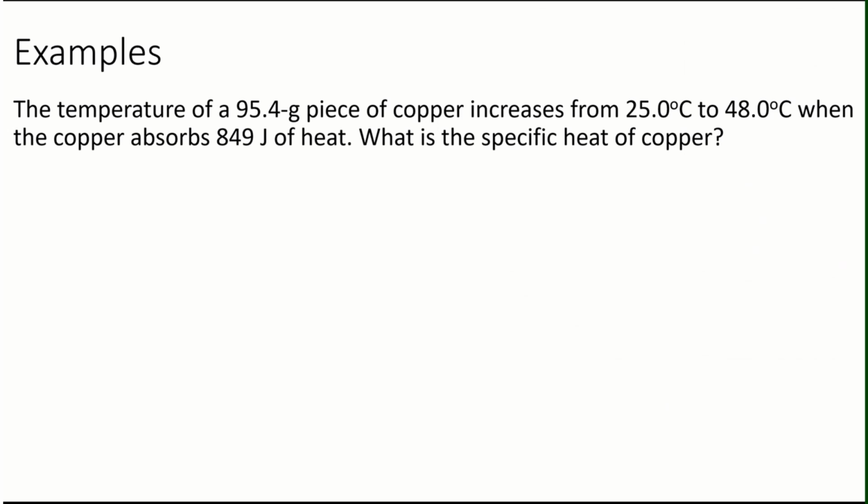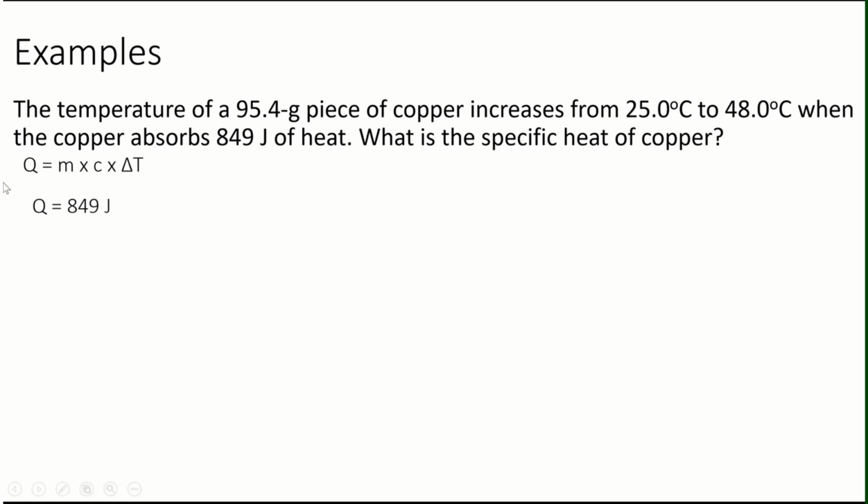So the temperature of a 95.4 gram piece of copper increases from 25 degrees Celsius to 48 degrees Celsius when the copper absorbs 849 joules of heat. And they're asking, what is the specific heat of copper? Ladies and gentlemen, I really like to list out my variables. I think it really helps to see what I have. My formula is Q is equal to M times C times delta T.